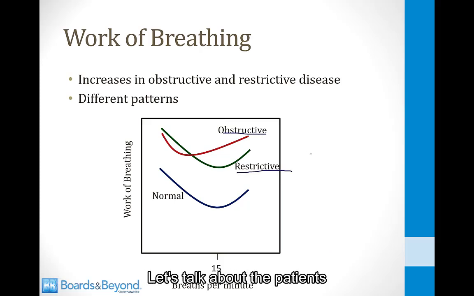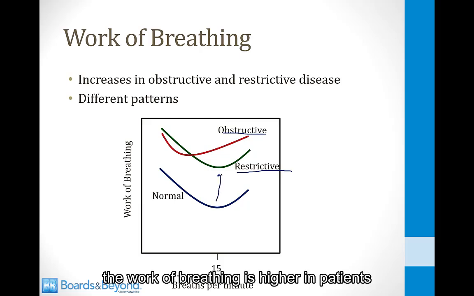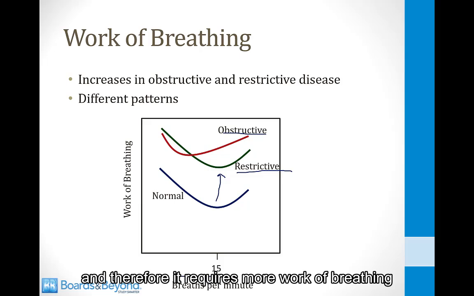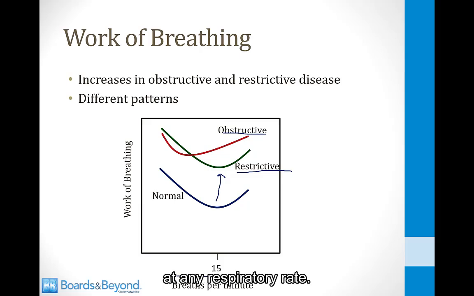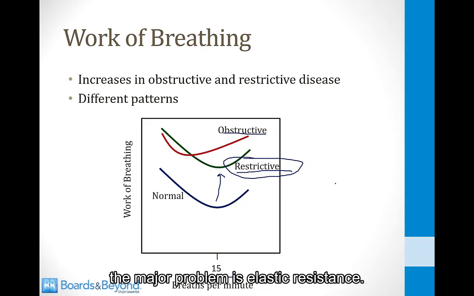Let's talk about the patients with restrictive disease first. First of all, note that at all breaths per minute, the work of breathing is higher in patients who have restrictive lung disease, and that should make sense to you. They have a restriction to expansion of the lungs, and therefore it requires more work of breathing at any respiratory rate. In patients who have restrictive lung disease, the major problem is elastic resistance. They want to minimize the work fighting against elastic resistance.